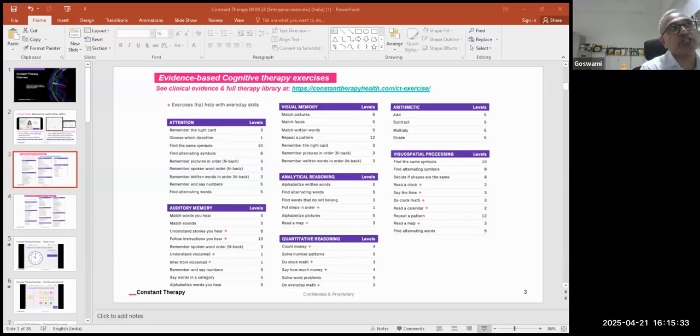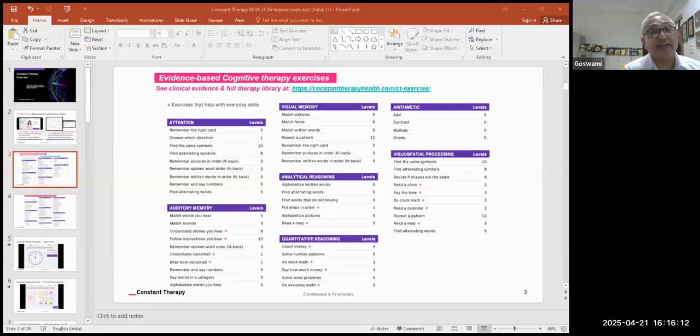So you can have activities with reference to visual memory and analytical reasoning, like reasoning which can go from alphabets to roadmaps. Quantitative reasoning we have been talking about, from a functional point of view: solving problems, clock, money, and everyday math. Arithmetic has levels starting from 5 levels in terms of addition, subtraction, multiplication, and division. Visual spatial processing includes symbols, alternating symbols, shapes which are the same or different, clock, time, calendar, repeat pattern, and alternating words.